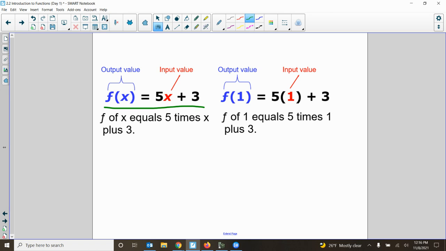So for instance, in this case, f of 1 is 8, right? Because I plug a 1 in here. 5 times 1 is 5, plus 3 is 8. So I would say 1 goes to 8. 1 is the domain value. 8 is the range value. And notice, this is a function.